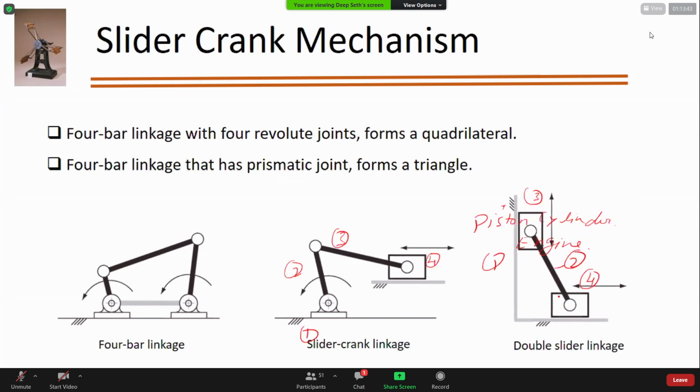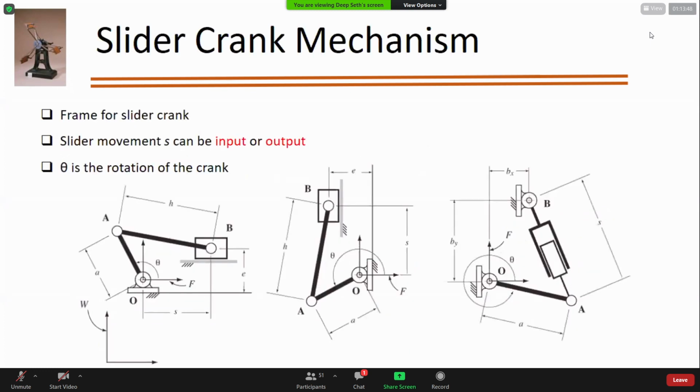So here also you will have 4-bar linkages, but it is a double slider linkage now.